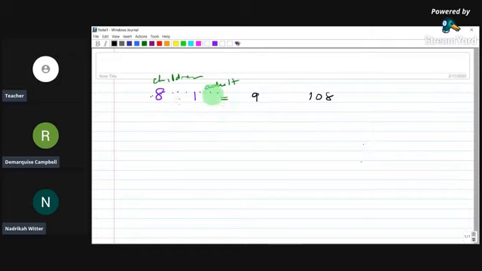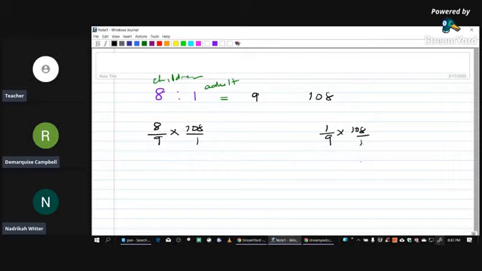So if we're going to set this up as a fraction, that means that the children would get 8 ninths of the 108. Okay, put this over 1. And then the adults would get what? As a fraction, 1/9 of the 108. Do we understand what's happening there? Yes, sir. All right.